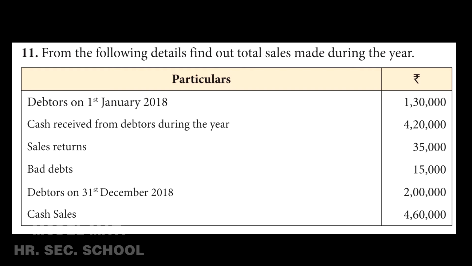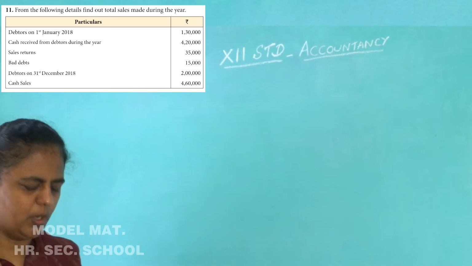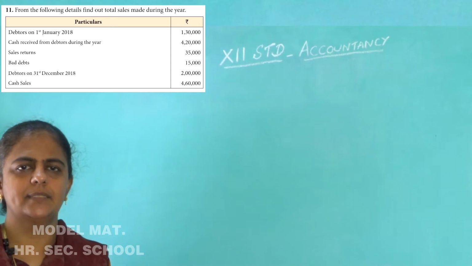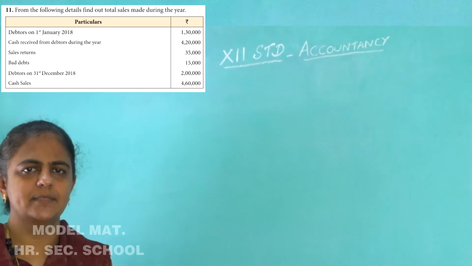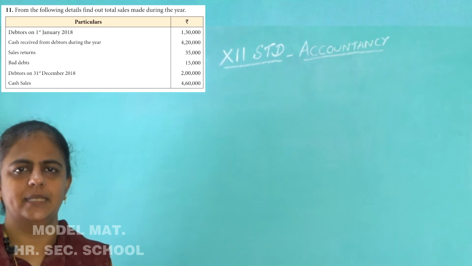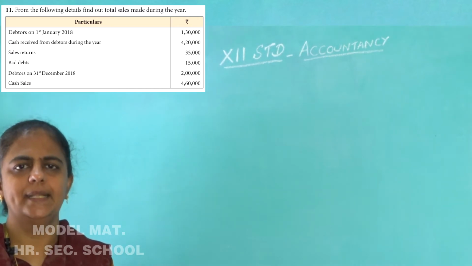Debtors on 31st December 2018, 2 lakh. That is the closing debtors, 2 lakh. Cash sales, 4,60,000. So now what is asked in the question? You have to find out total sales. To find out total sales, what are the things you require? You require cash sales and credit sales. Cash sales is given, but credit sales is not given. So to calculate credit sales, you have to prepare total debtors account.